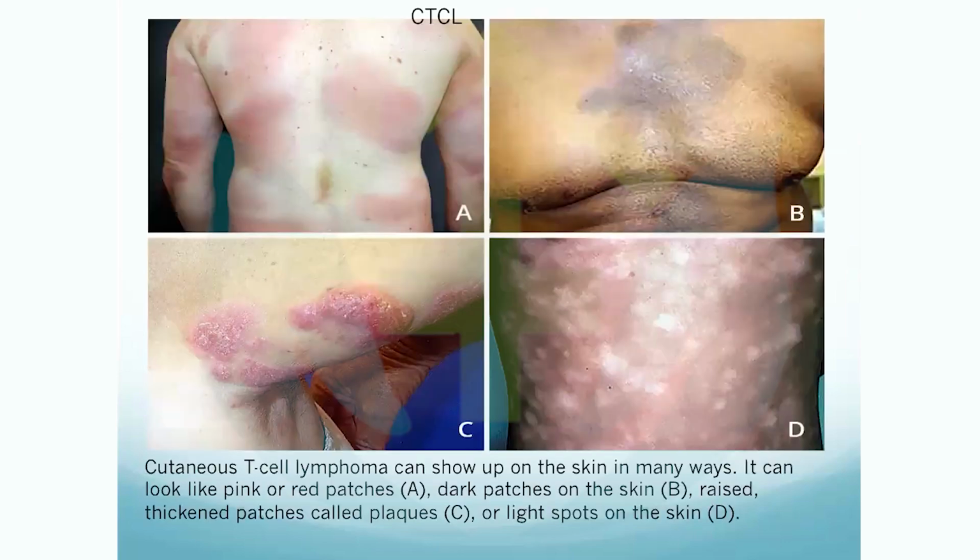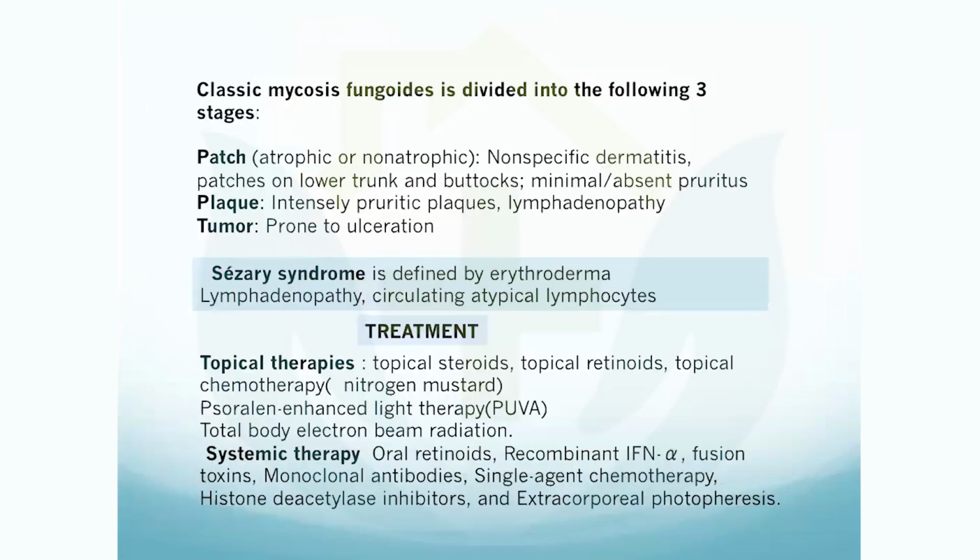T cell lymphoma can present in various ways. You can see erythematous rashes, and you can have dark patches on the skin. You can have raised, thick, indurated plaques, or they can present in a hypopigmented variety. A skin biopsy is a must for the diagnosis of any rash which is not improving with treatment.